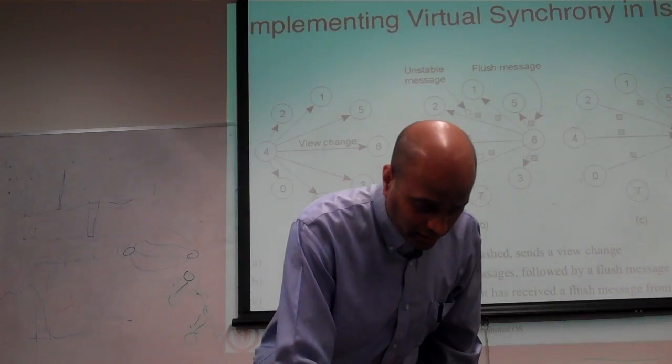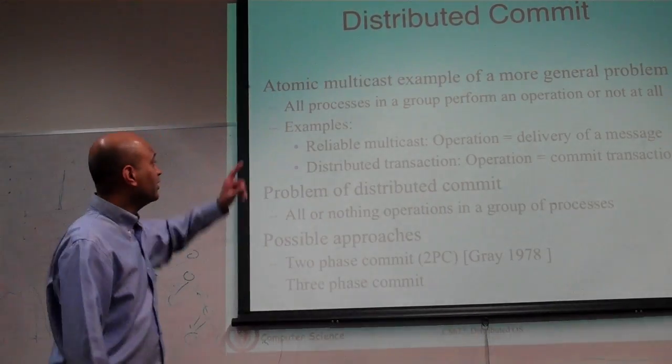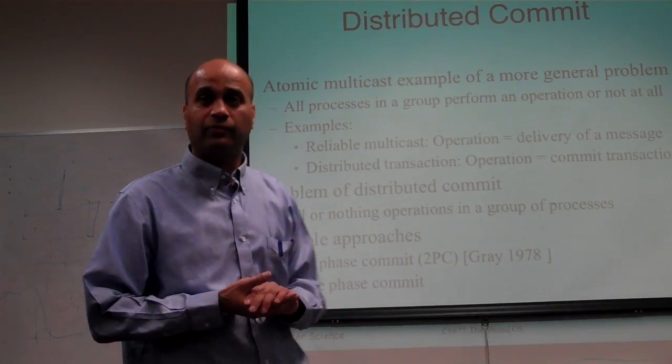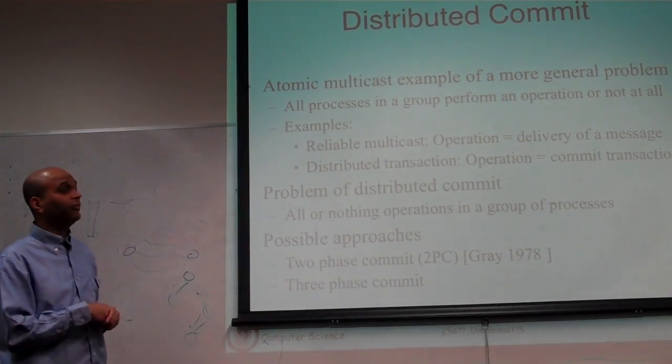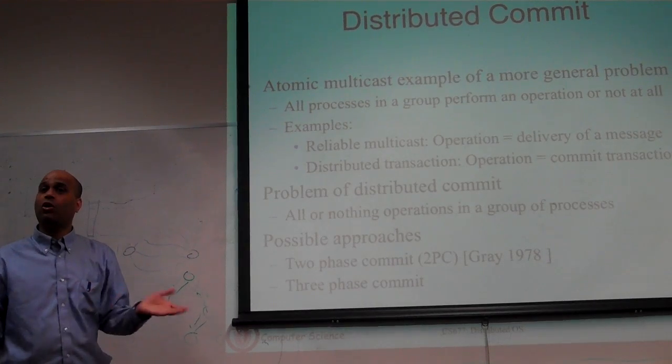So now with that, there's some example here which I'm going to skip. But with that background in mind, I want to talk a little bit about this notion of a distributed commit. Atomic multicast is actually an example of a more general problem. In that case, it was a multicast to all or nothing.